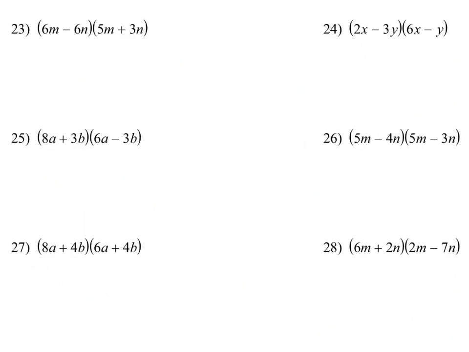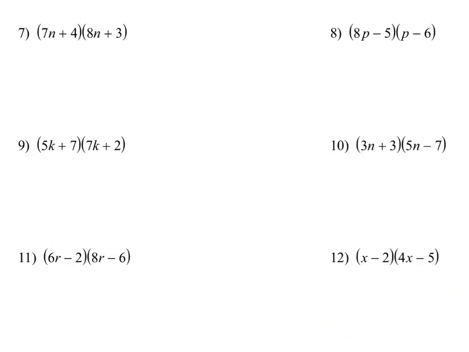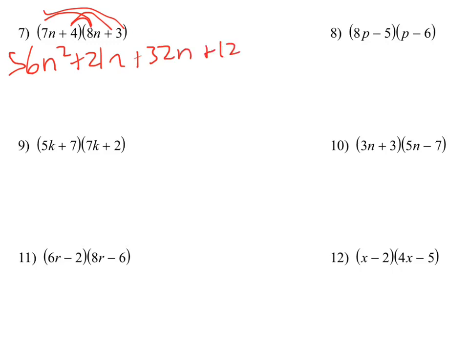Moving on to the next section, we have 28 of these this time. Yep, take 7n times both of those, you get 56n squared. You think I could write legibly. 7n times 3 gives me plus 21n. 4 times both of those will give me plus 32n and plus 12. Combine those inside guys together, 56n squared plus 53n, and then plus 12 on the end.